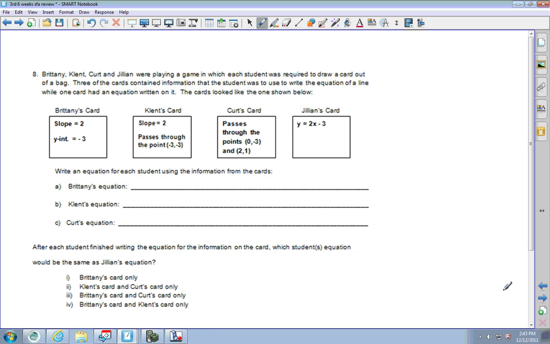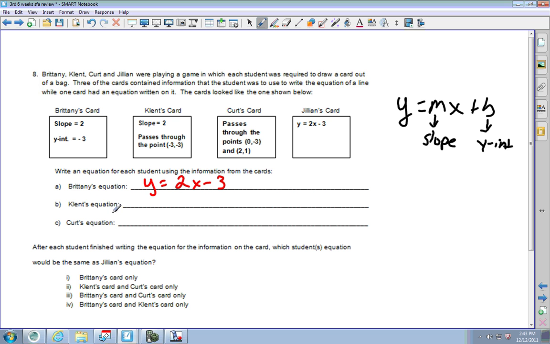Okay, next one right here. You have these 4 different cards, and it wants an equation for each student using the information from these cards. Brittany's equation right here. I know that equations are y equals mx plus b. M is the slope, and b is the y-intercept. Brittany's equation already has the slope and the y-intercept. Y equals 2x minus 3.